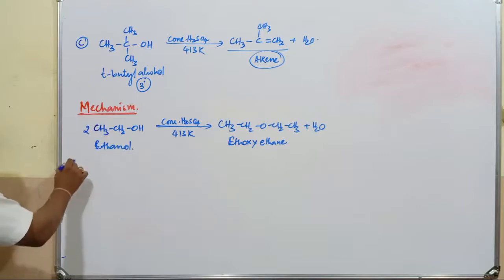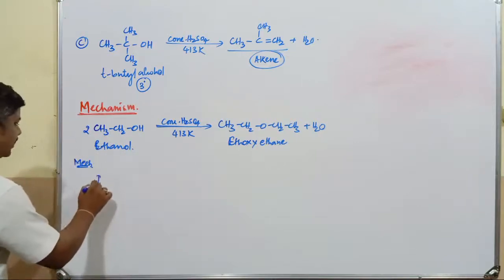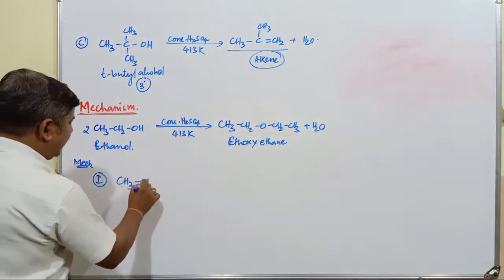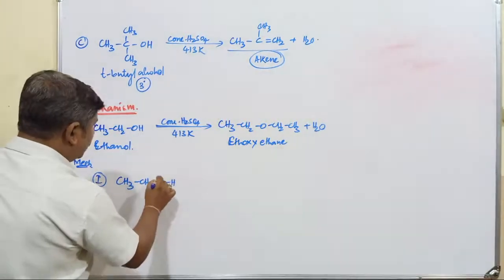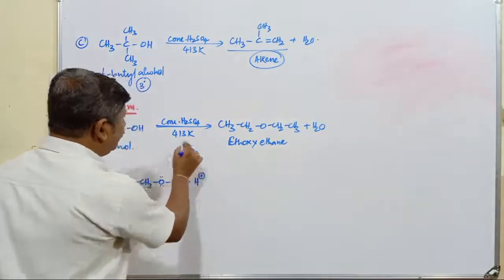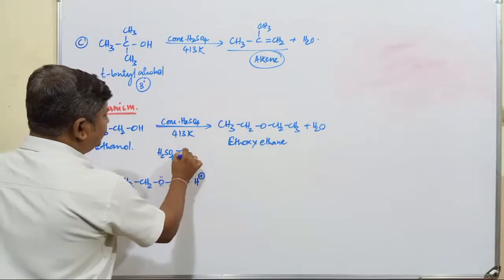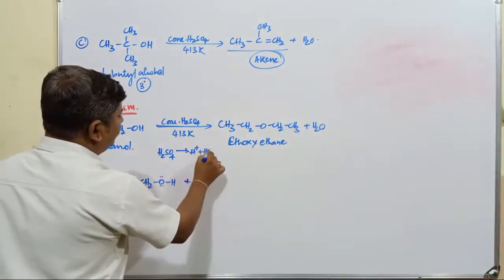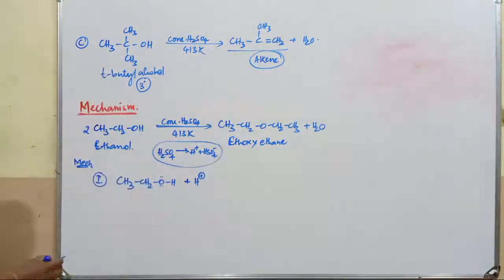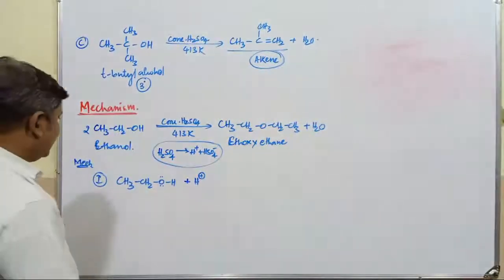Okay. What's the mechanism involved in this reaction? First step, what happens? First step, protonation of alcohol takes place. This is CH3, this is CH2, this is OH. Oxygen has 2 lone pairs of electrons. This H plus is obtained from sulfuric acid. This is the H2SO4 molecule which dissociates into H plus and HSO4 minus. Remember, it is acting as a catalyst. It does not take part in the reaction. Whatever amount of H plus was used, the same amount of H plus is produced at the end of the reaction.